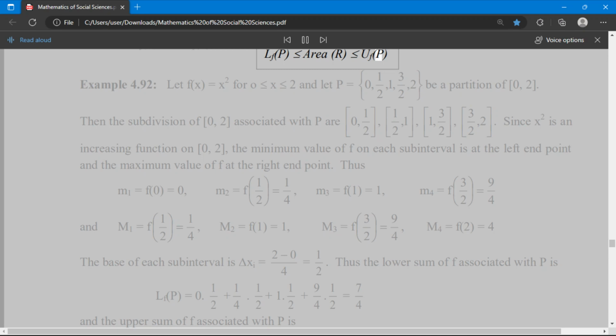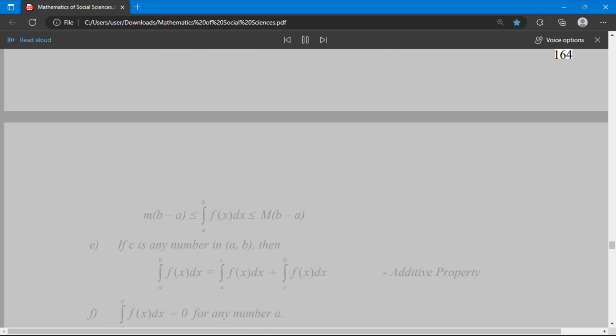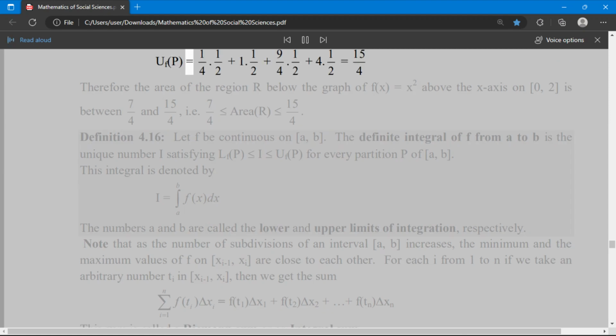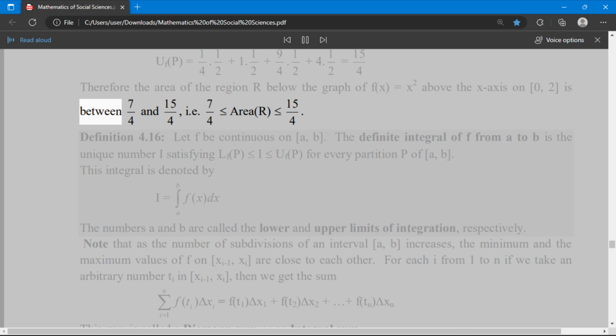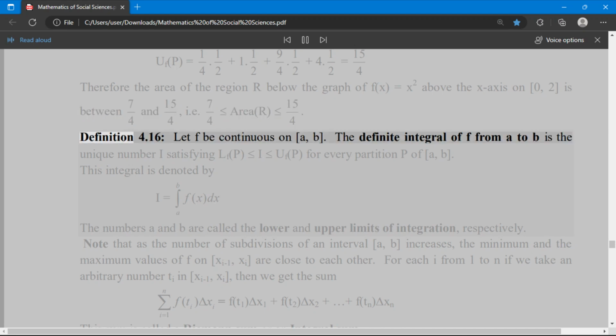And the upper sum of f associated with P is U(f, P) = 1/4·1/2 + 1·1/2 + 9/4·1/2 + 4·1/2 = 15/4. Therefore the area of the region R below the graph of f(x) = x² above the x-axis on [0, 2] is between 7/4 and 15/4, i.e. 7/4 ≤ area(R) ≤ 15/4.